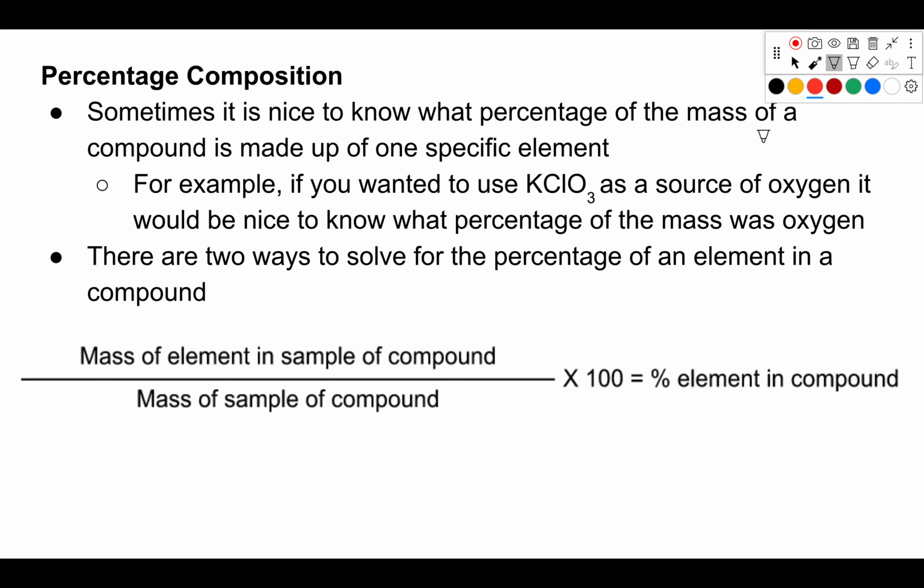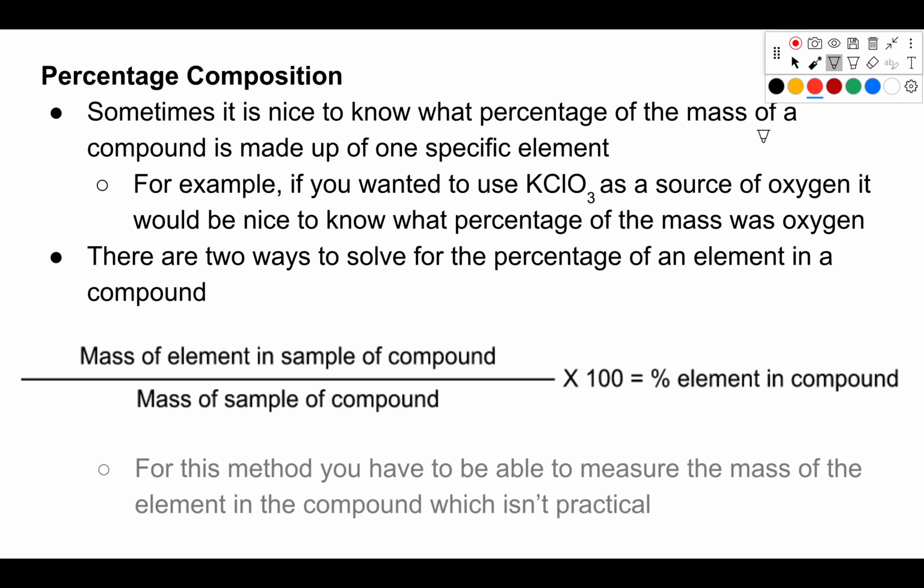You'd weigh all of the trail mix together, and then you'd weigh just the M&Ms, and then you'd take the mass of the M&Ms divided by the mass of the trail mix, and multiply it by 100, and you would get the percentage of your trail mix that was made up of M&Ms. This method is nice, but it has a flaw for some chemistry, which is that you have to be able to take a scale and measure the mass of the element in the compound. And that's not always practical, right? I can't just take KClO3 and sort out the oxygen atoms and weigh them.